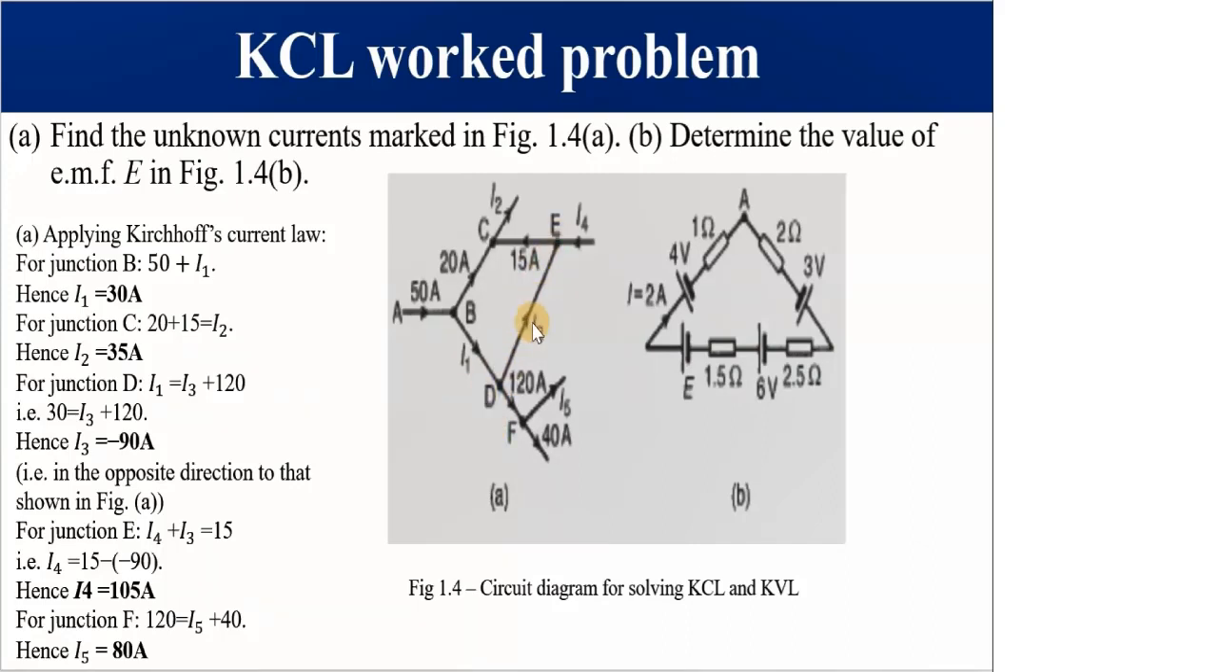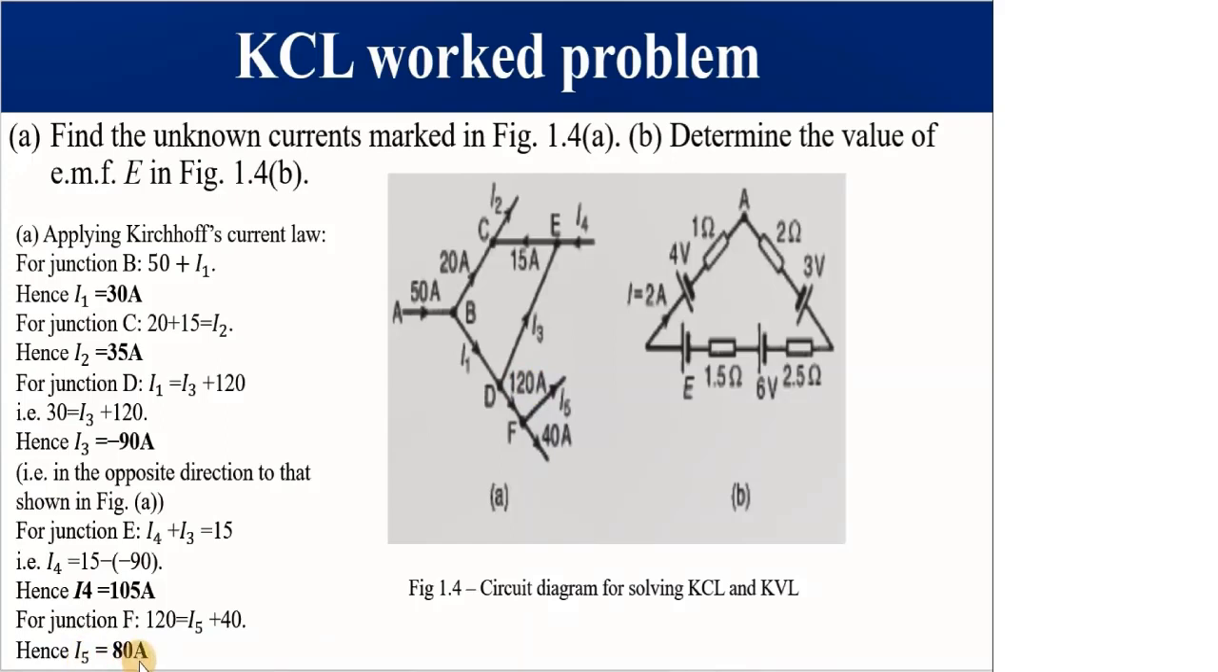Let's go to I4. This is I4, and we are saying it is flowing towards E. I3 is flowing towards E. So this plus this must give us 15 amps. Hence, I4 is equal to 105 amps. Then the last one is I5. I5 plus 40 amps gives us 120, so I5 becomes 80 amps.